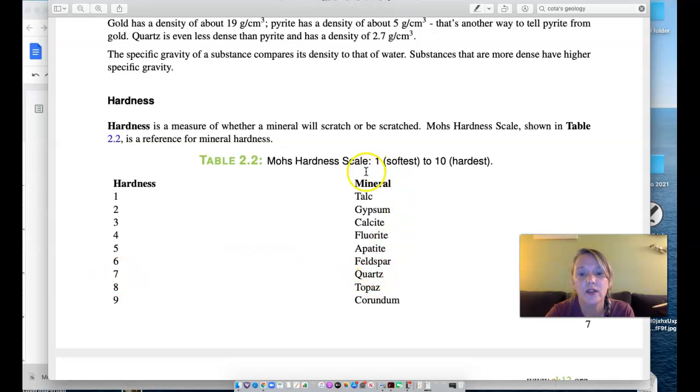All right. So these are just examples. If you get a mineral and you determine that it's a 4 on the Mohs scale, that doesn't mean that it's fluorite. Fluorite is just an example of one mineral that rates as a 4. There are many minerals that rate as a 4. All right. And this will make more sense tomorrow when you see my lecture.